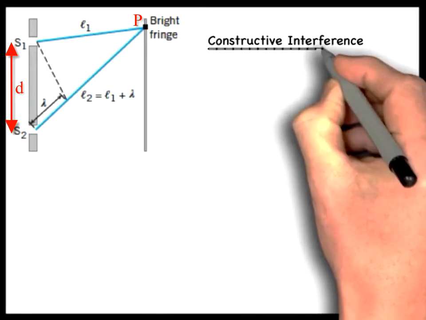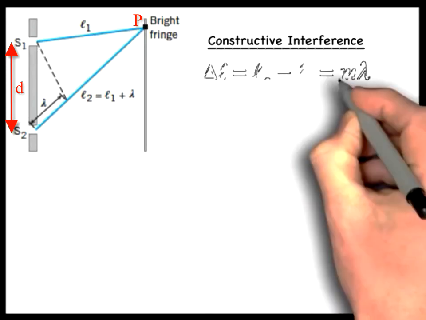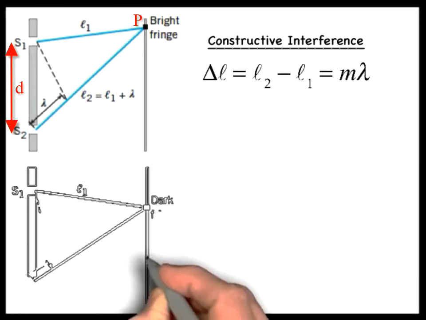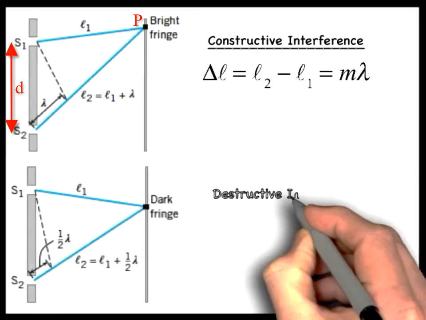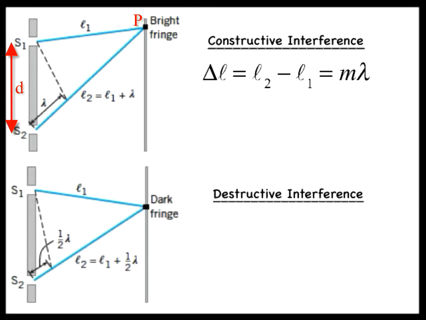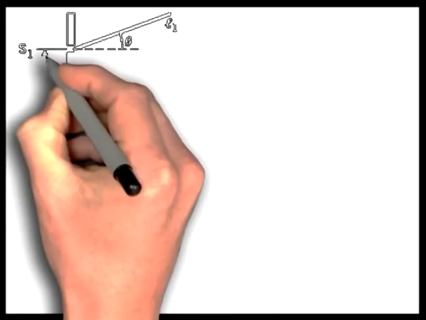If this difference is equal to an integer multiple of the wavelength, then the constructive interference condition is satisfied and we will see a bright fringe on the screen at point P. However, if the difference L2 minus L1 is equal to an odd integer multiple of 1/2 of the wavelength, then the destructive interference condition is satisfied and we will see a dark fringe on the screen at point P.